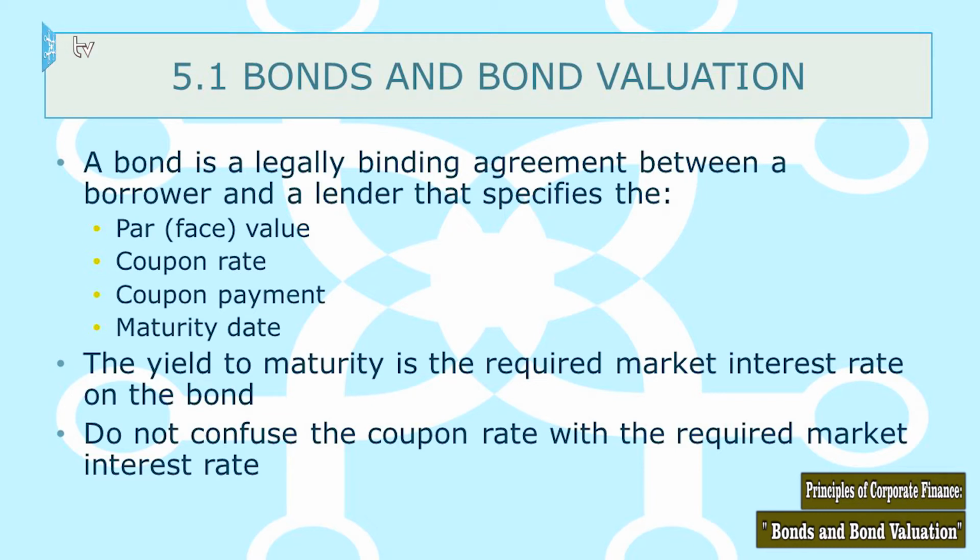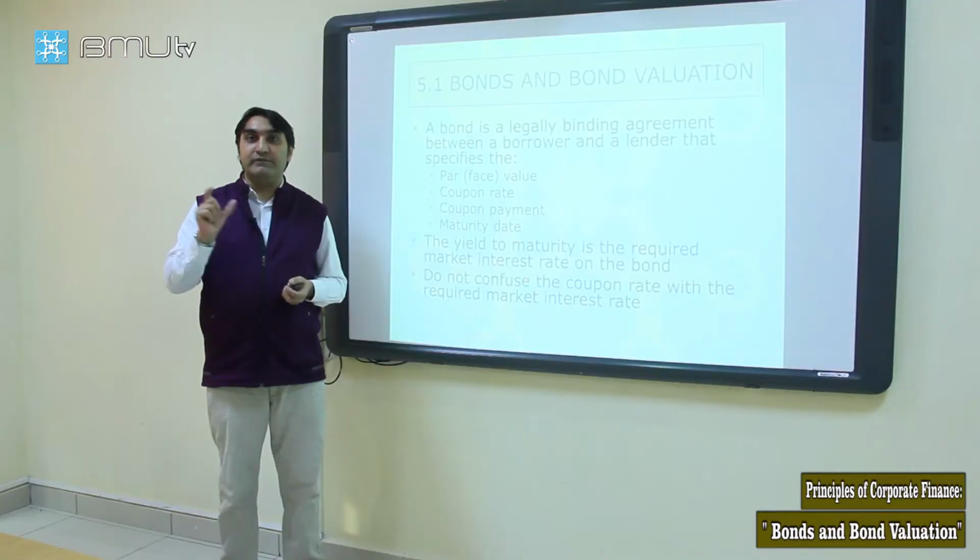And the bond has a yield to maturity, that is the required market interest rate on the bond. In other words, we'll talk about this indicator in detail. In general, this is how much the lender requires on this bond. We shouldn't confuse the coupon rate with the required market interest rate. Coupon rate is the periodic payment rate that is calculated based on the face value.